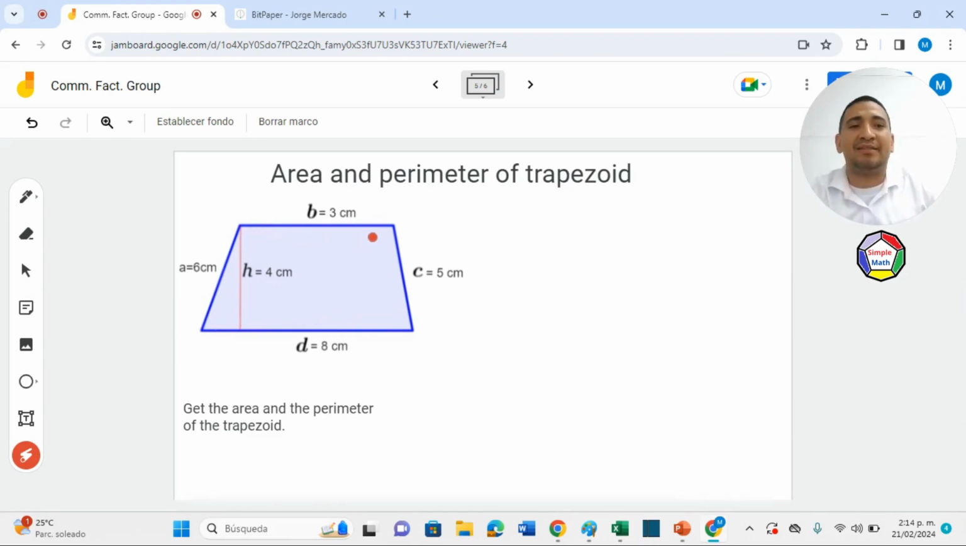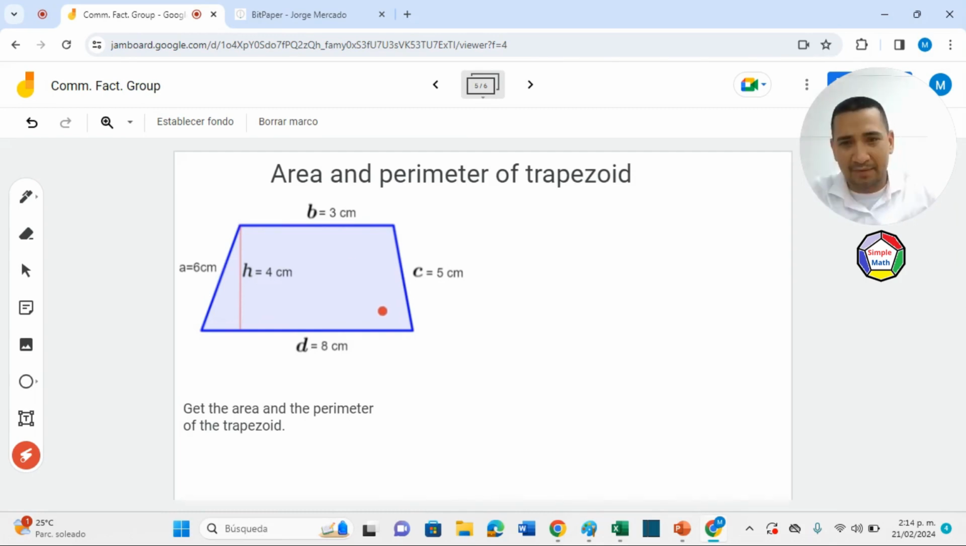What are parallel sides or parallel lines? Lines that never cross each other. Usually, a trapezoid has a big base and a small base. The parallel lines in a trapezoid, we call them bases. In this trapezoid, this is the small base and this is the big base. This is something we are going to use when we solve the area.